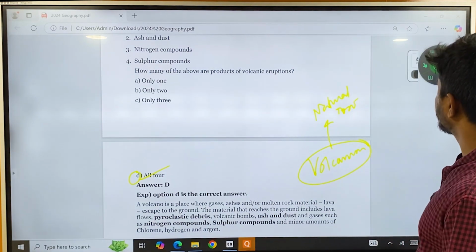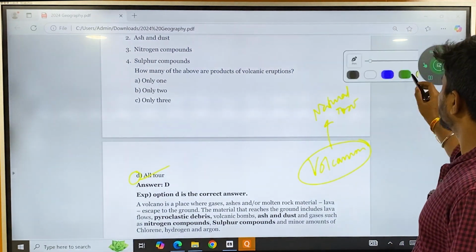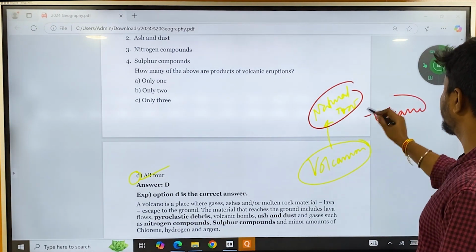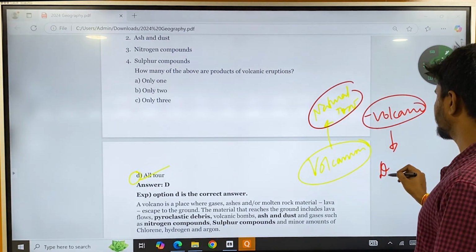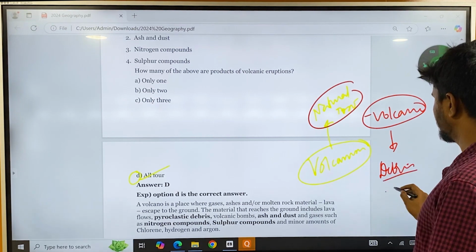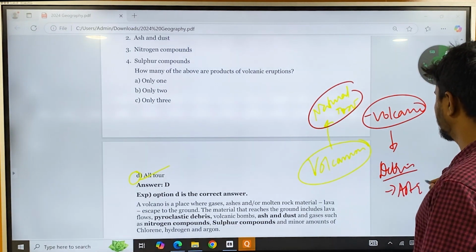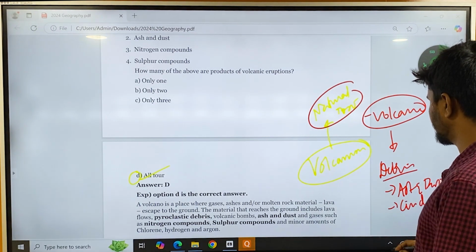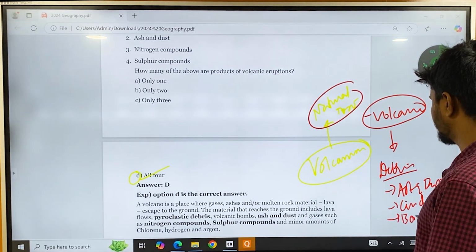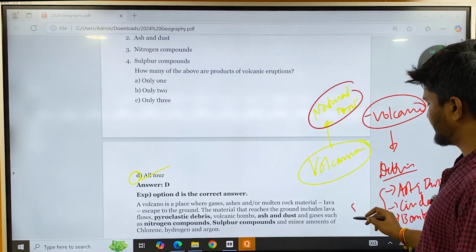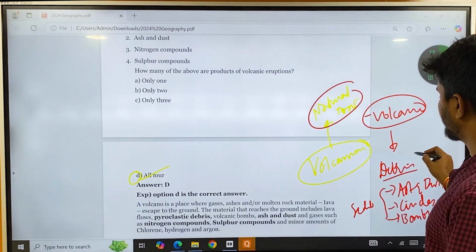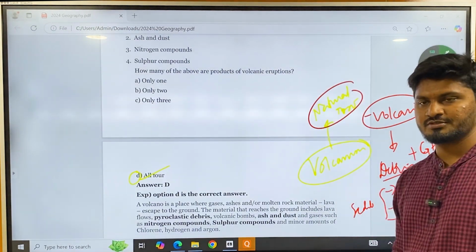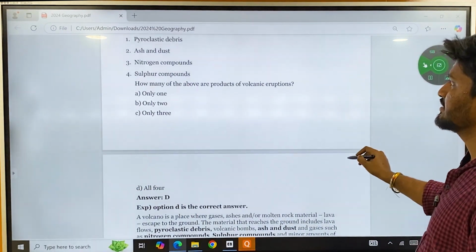When these volcanoes erupt, the eruption results in certain debris. These debris are called ash and dust. If it is larger, it is called cinder. If it is even larger, it is called bombs. This is the pyroclastic debris, and apart from debris, the eruption also releases greenhouse gases such as nitrogen compounds and sulfur compounds. So the correct answer here is option D, all of the above.